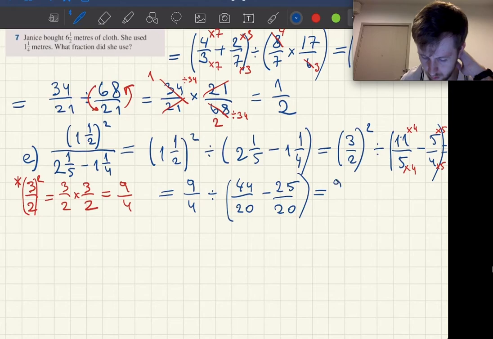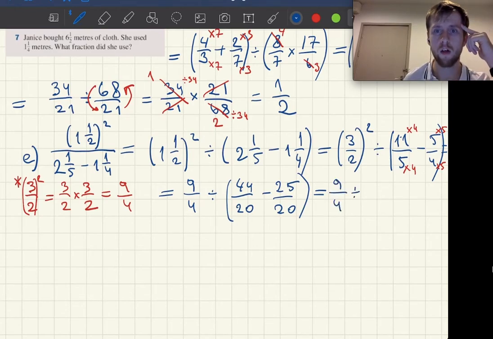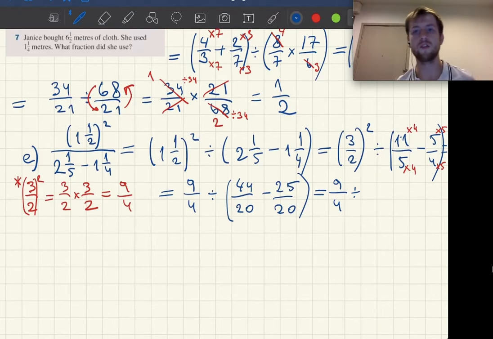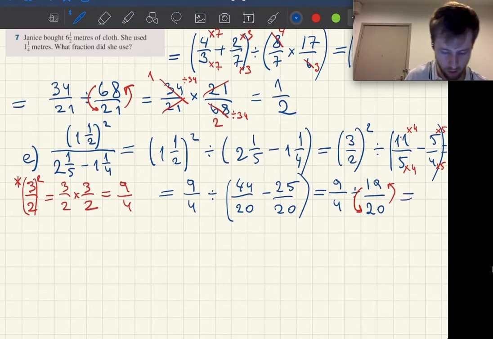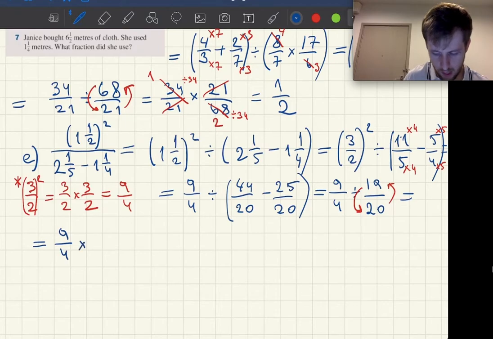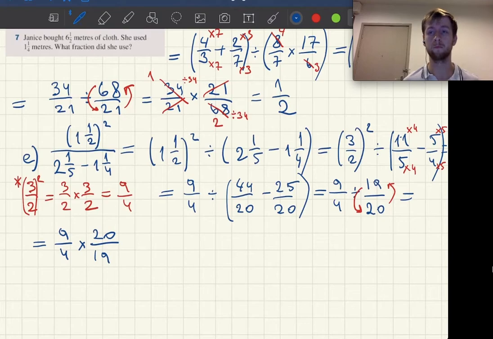And the result is 9 over 4 divided by 44 minus 25 is equal to 19, 19 over 20. So divided by, if it's division, we have to flip it. And then we can multiply. So it's 9 over 4 times 20 over 19. Like this, ladies and gentlemen. Please pay attention. It's a pretty hard example.